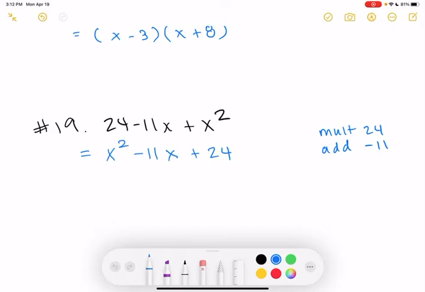So again, let's make our full list. If you don't need to do this, that's okay. I like to do it: 1 and 24, 2 and 12, right? And then 3 and 8.